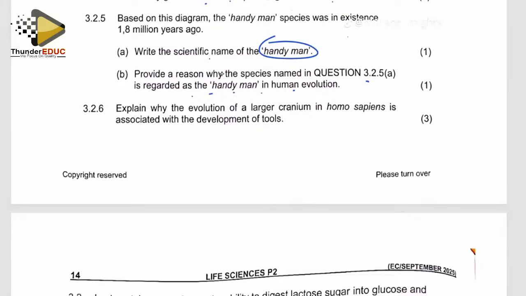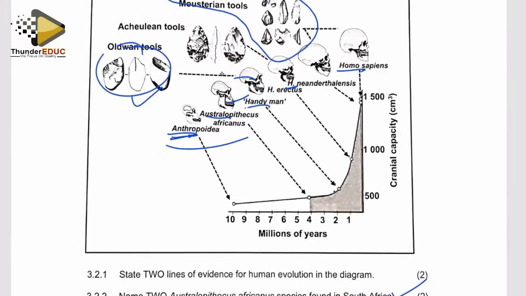Explain why the evolution of a large cranium in humans is associated with the development of tools. The more the brain is developing, the more it is linked to the advancement of tools. Advancement of tools, these tools, they require thought.